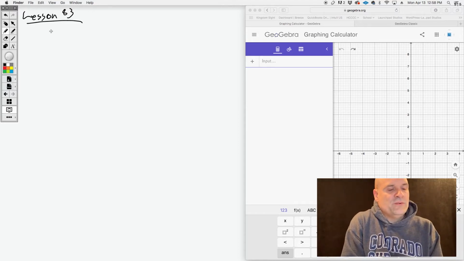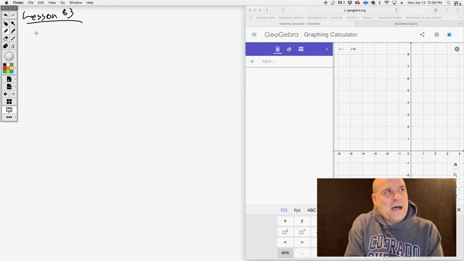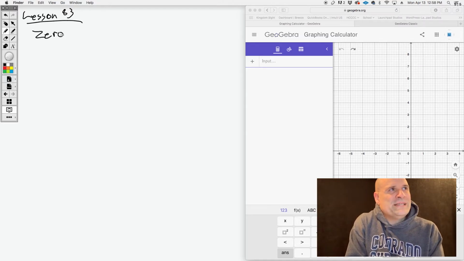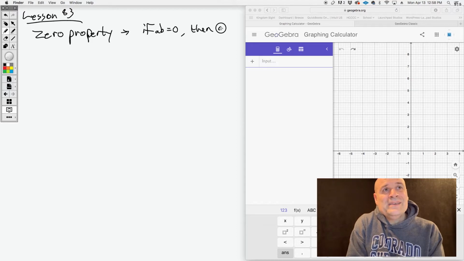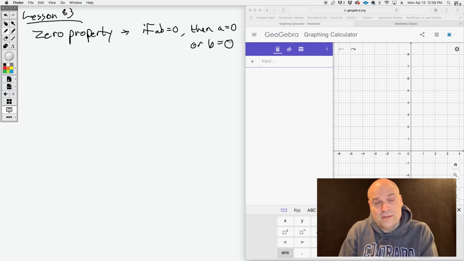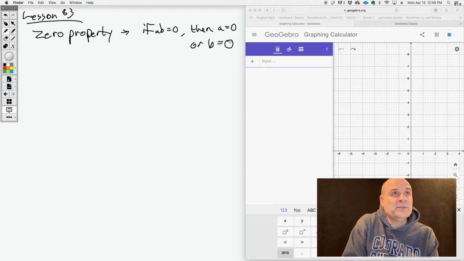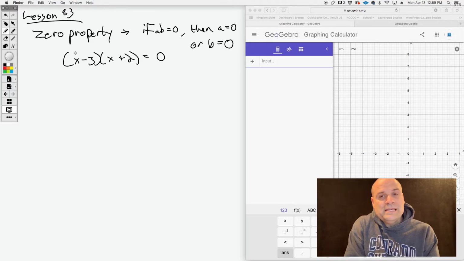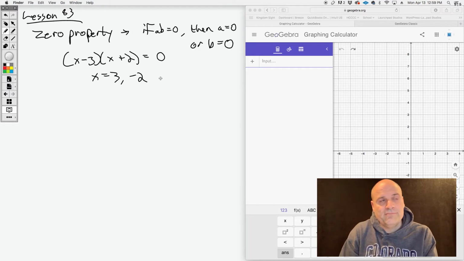So do you remember our zero property? The zero property says if AB equals 0, then A equals 0 or B equals 0, or actually both could equal 0. So that's how we were able to say that, for example, (x minus 3)(x plus 2) equals 0. One of these has to be 0, so x equals 3 or negative 2, right?